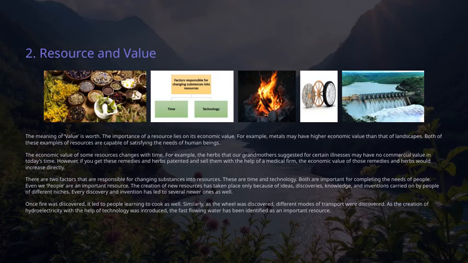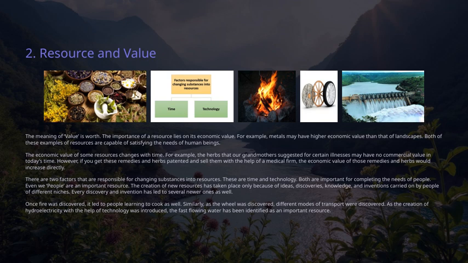It's interesting to note that the economic value of some resources isn't static. It changes over time. Take herbs used by our grandmothers for medicinal purposes. Back then, they might have had no commercial value. But today, if those herbs are patented and sold through medical firms, their economic worth can increase significantly. This highlights how value can be dynamic and influenced by various factors.